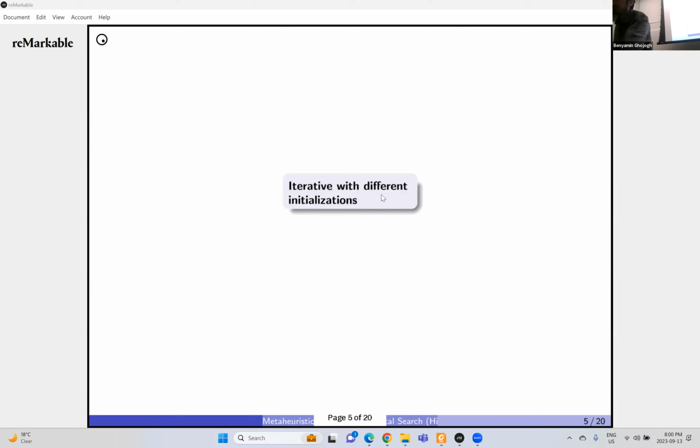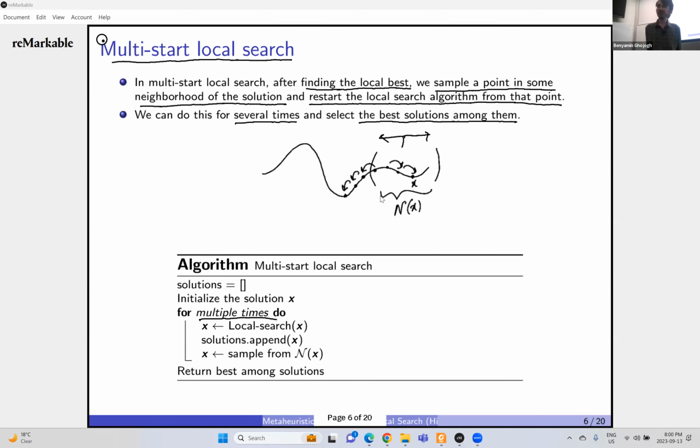So we were back to the multi-start local search. What were we saying? We're saying that whenever we find a solution by the local search, in a neighborhood around that, let's start another local search. And if we make the neighborhood for this restart big, then hopefully we can find a better local optimum. So again, for multiple times, do the local search, then store the solutions, then sample from the neighborhood and do another local search again. Do it for multiple times, and then return the best among the solutions.